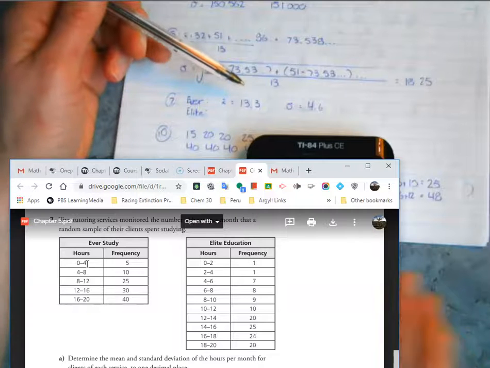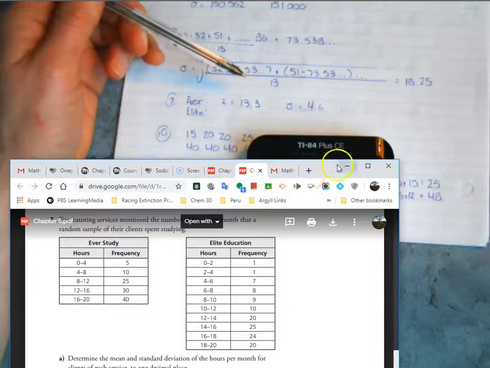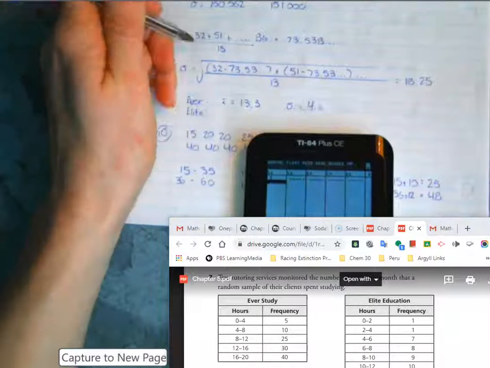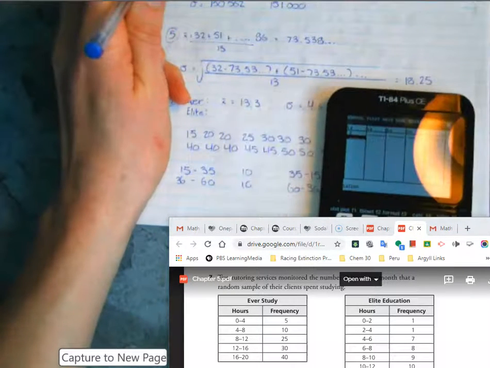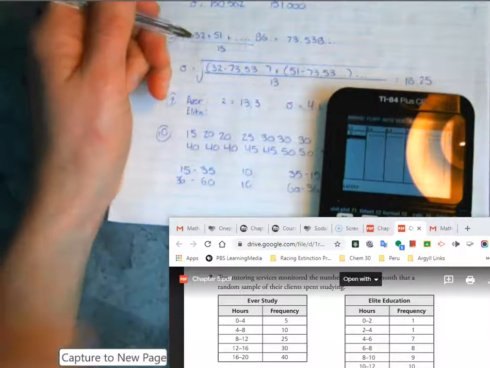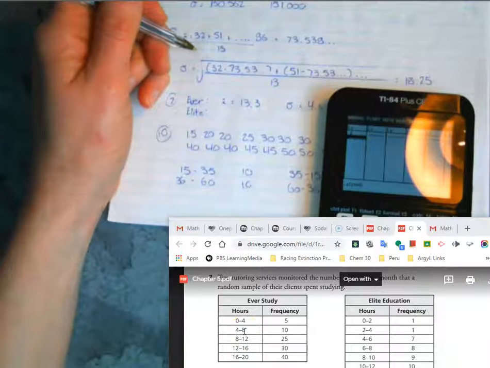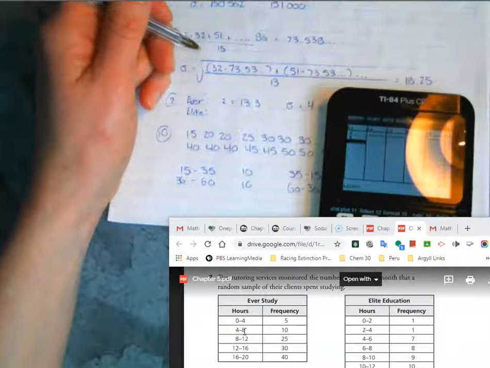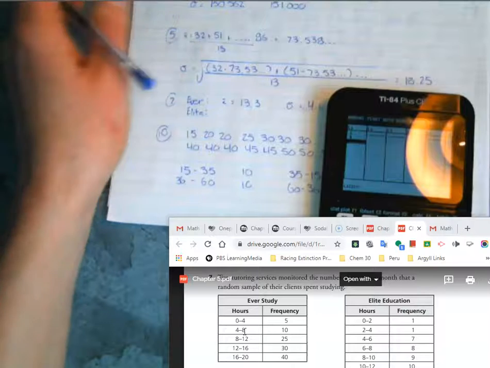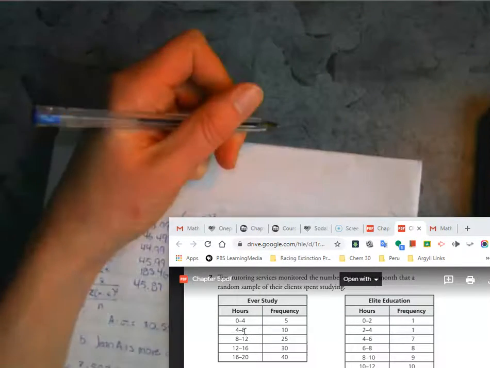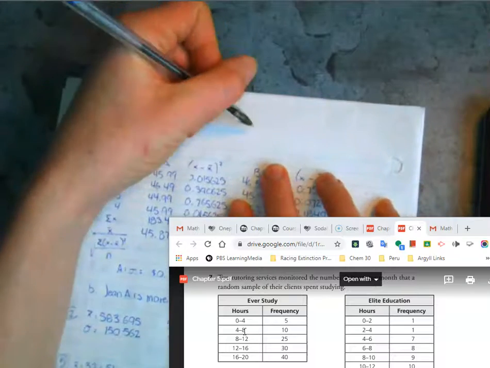Sorry, I'm just going to move this over a little bit. So yeah, you would go 2, and then the next section here is from 4 to 8, so halfway between 4 and 8 is 6. Depending on how comfortable you are with basic math, if you're not sure how to calculate a midpoint, you can always use this.